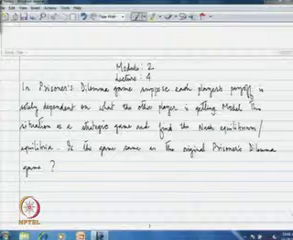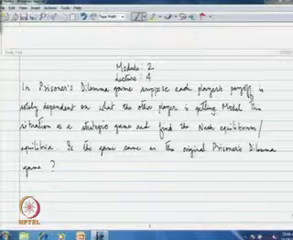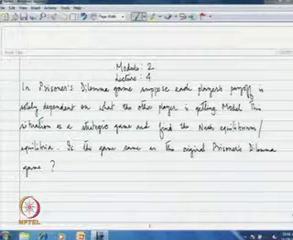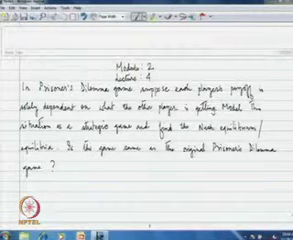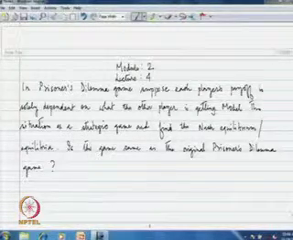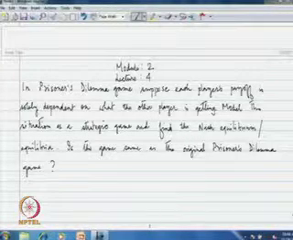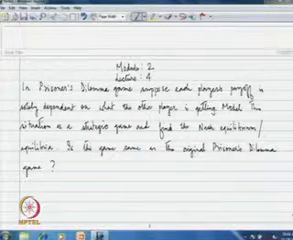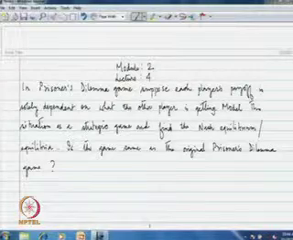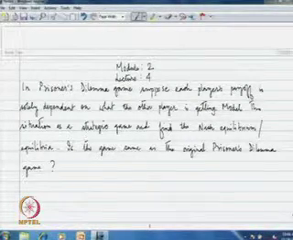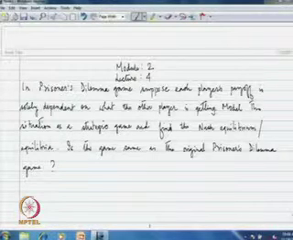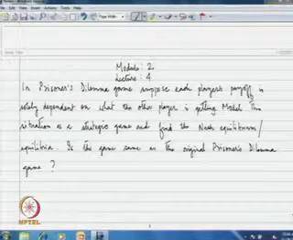So, this is the question. We are basically considering one variation of the prisoner's dilemma game, and the question is the following. In prisoner's dilemma game, suppose each player's payoff is solely dependent on what the other player is getting. Model this situation as a strategic game and find the Nash equilibrium or equilibria. Is the game same as the original prisoner's dilemma game?